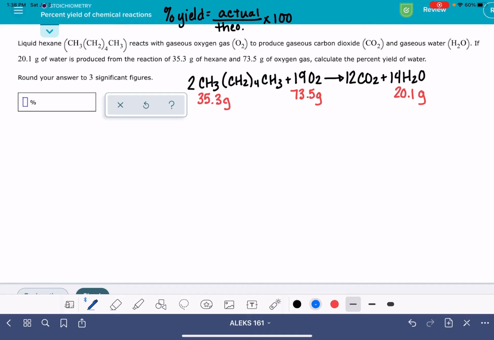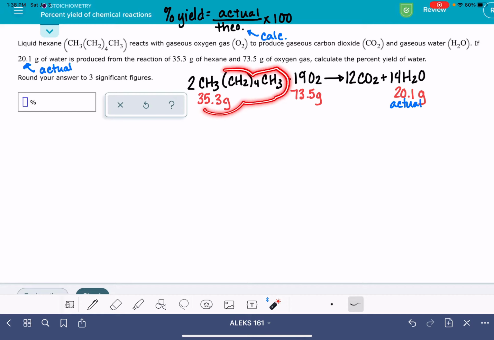The actual yield is the number that is actually produced. So the problem tells us that we produced 20.1 grams of water. That means that it is our actual yield. The theoretical yield is a number that you have to calculate using stoichiometry. And in this situation, we have to calculate that theoretical yield from the 35.3 grams of the liquid hexane, and we also have to calculate the theoretical yield from the 73.5 grams of O2.